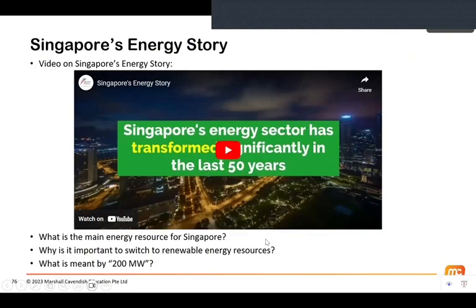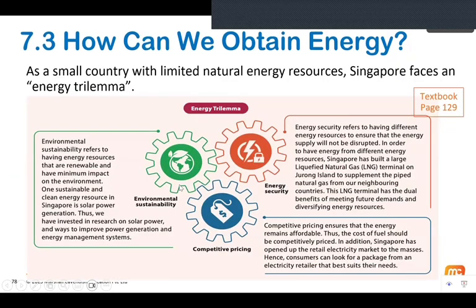Okay, currently our main energy source comes from the burning of natural gas. And we have 4 switches. You may want to go and research more about the 4 switches. Okay. And in Singapore, we are a small country faced with a lot of limitations in terms of natural resources, land space, materials, etc. So whenever we are dealing with energy, we always need to consider 3 different factors, which is called the energy trilemma.